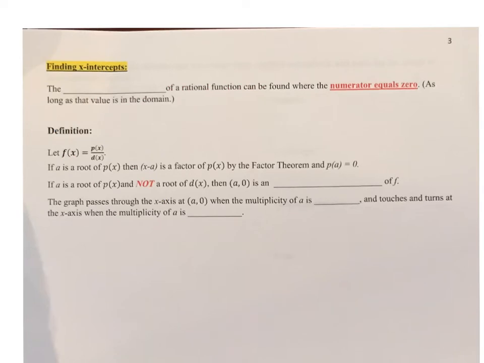Okay, so next we want to be able to find those x-intercepts. So so far we know how to find holes, we know how to find vertical asymptotes, and next we're going to find x-intercepts. So the x-intercepts of a rational function, that's your first blank here, can be found where the numerator is equal to 0.